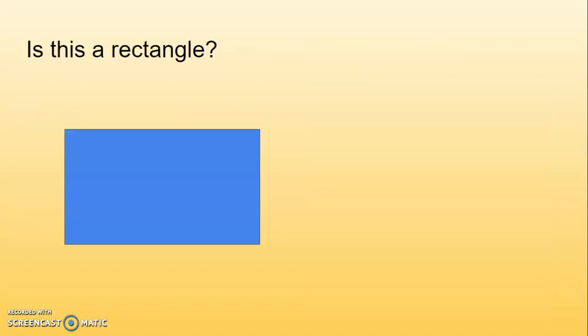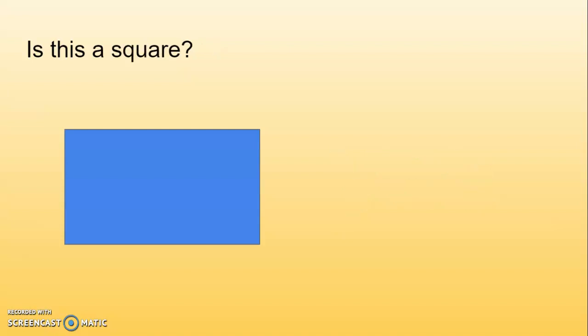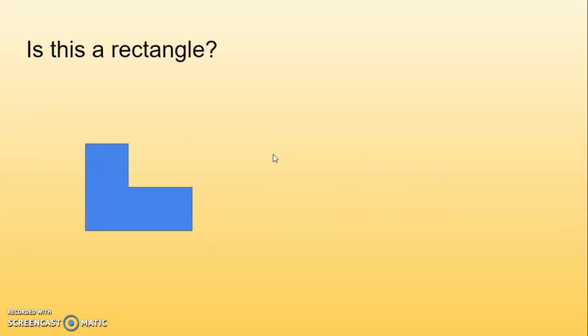Now you try. Is this a rectangle? Yes, it has 4 sides and 4 square corners. Is this a square? No, because the top and the bottom are one length and the left and right are another length. It's not a square.